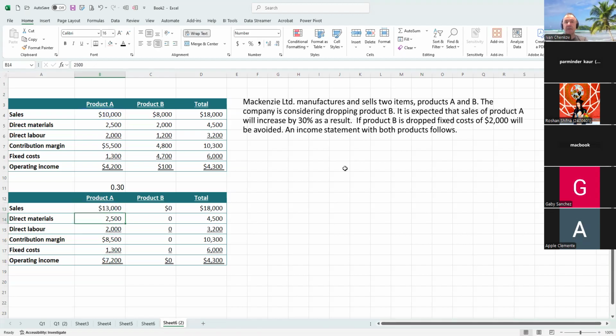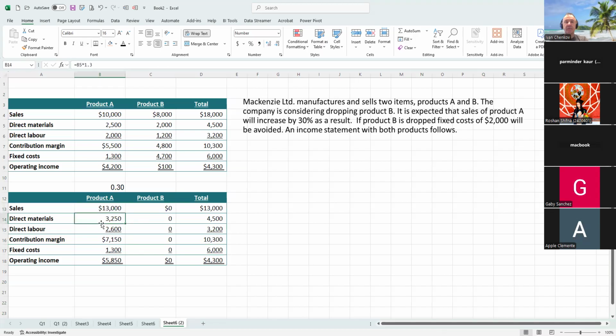But my direct material is going to go up too, right? Yes. That's going to be this one times 1.3. And direct labor is going to go up. Yes. This one times 1.3. Okay, so now we have the contribution margin. Now what's going to happen with the fixed cost? We add the 2,700. Yes, because 2,000 we avoided.